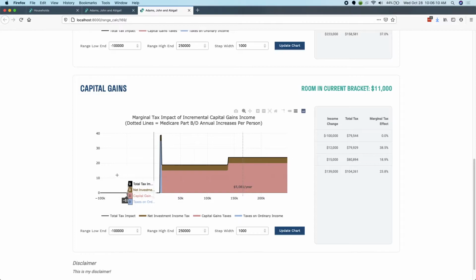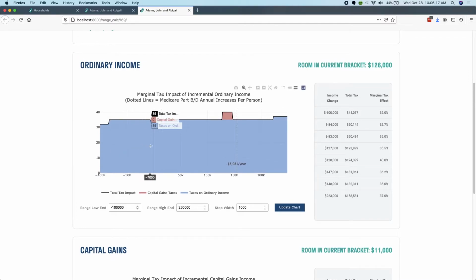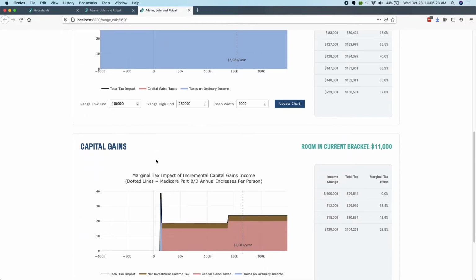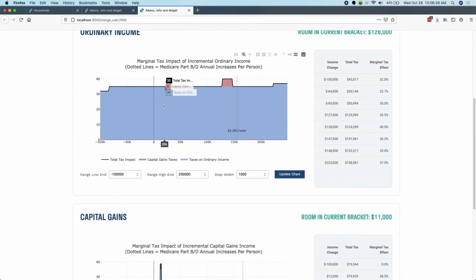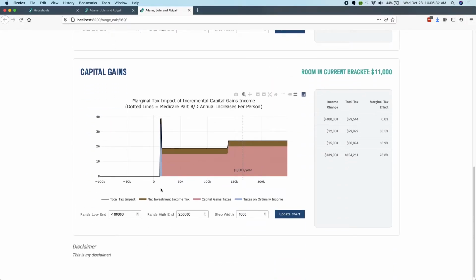So why is that? Well, the first hint as to why that is the case is if I scroll up and look at the ordinary income chart, you'll notice that I am in the 35% ordinary income bracket. So what's happening down here is something is causing me to add ordinary income in my current tax bracket. And what's happening here is recall that up to $3,000 of capital losses can be used to offset ordinary income on the tax return.